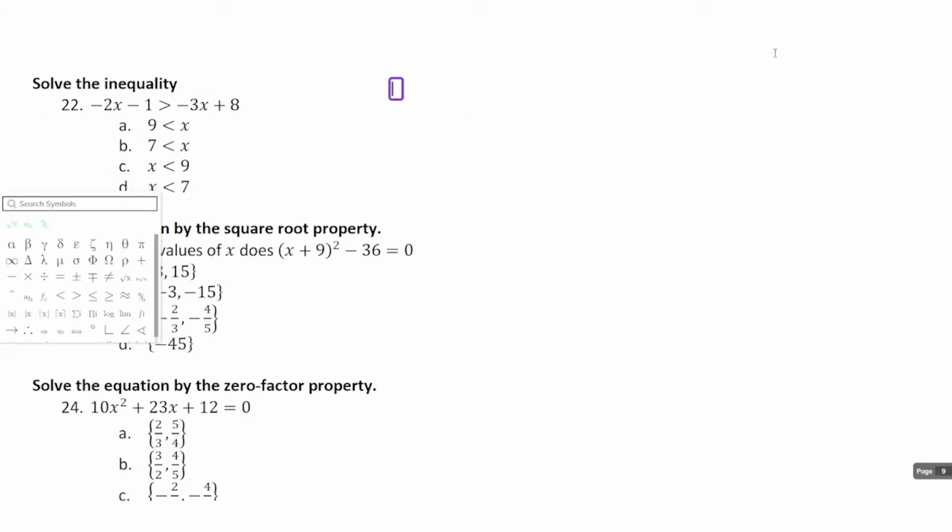For 22, solve the inequality. I think I'll go back and actually work this one out rather than just trying to plug in answers here, because it is a good idea to know how to do these. So first, I will add 3x to both sides. Well, I guess first maybe let's just retype the equation. So we got it ready to go.